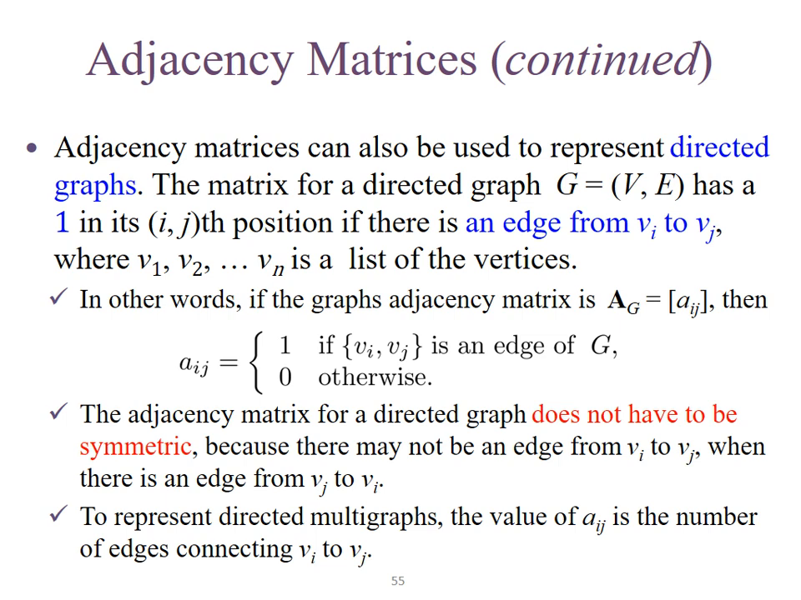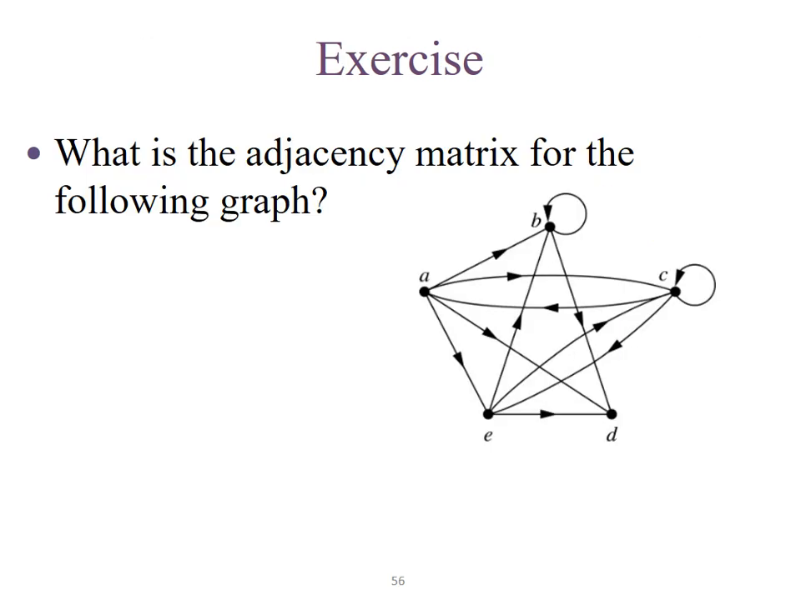Next, let's see the directed graph. We can also apply the adjacency matrix for the directed graph. Once we have a directed edge from Vi to Vj, then that entry becomes 1. Alright, so maybe let's try this graph. How to develop the adjacency matrix for this directed graph? It follows the same rule as the previous graphs with multiple edges and loops.